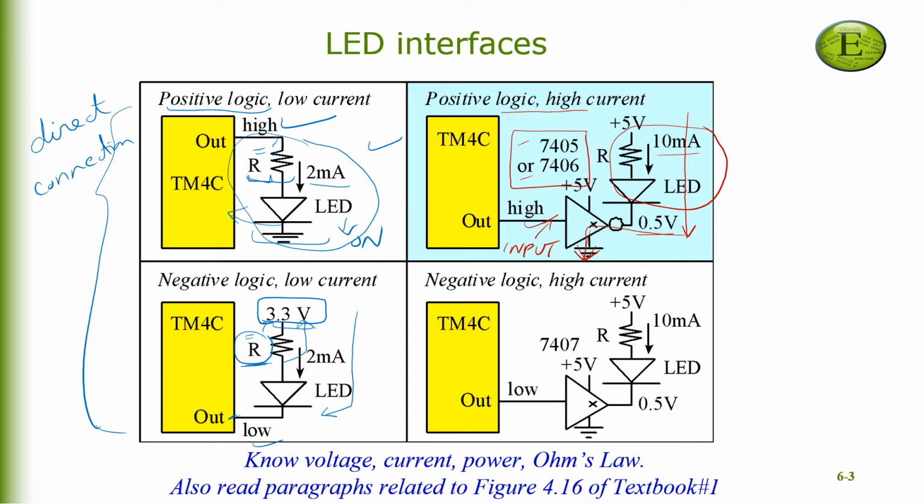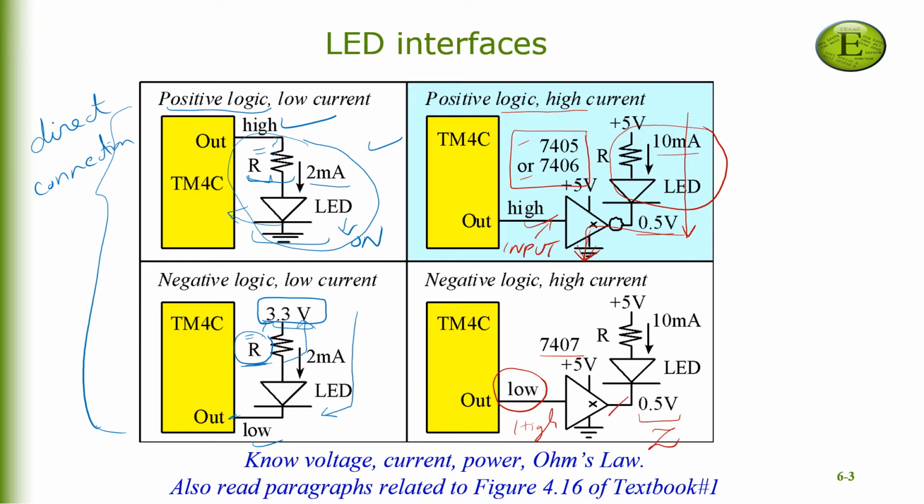Likewise, in case of negative logic, if there is a danger of sinking a large amount of current, then again we can use the 7407 buffer. Because we are working with negative logic, we want the LED to turn on when the output of the pin is low. So the 7407 outputs low voltage when the input is low. And if the input is high, by the way, the output is in a high impedance state.